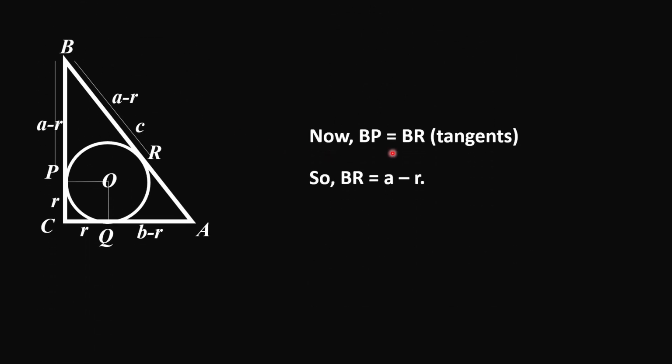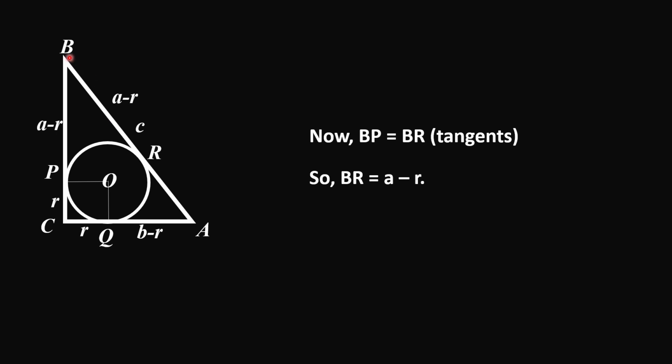Now BP is equal to BR. You can see the blinking lines. BP is equal to BR because they are tangents from an external point. From the external point B, BP is one tangent and BR is one tangent. They must be equal. So if BP is A minus R, then BR is A minus R. The two tangents must be equal.